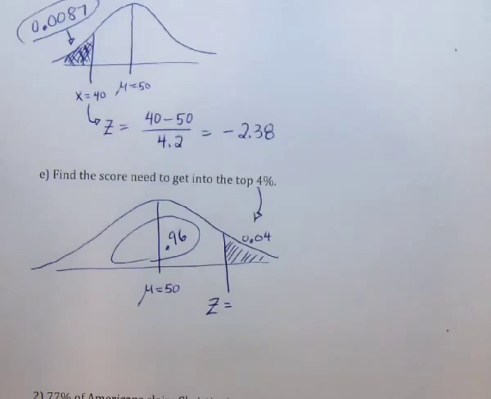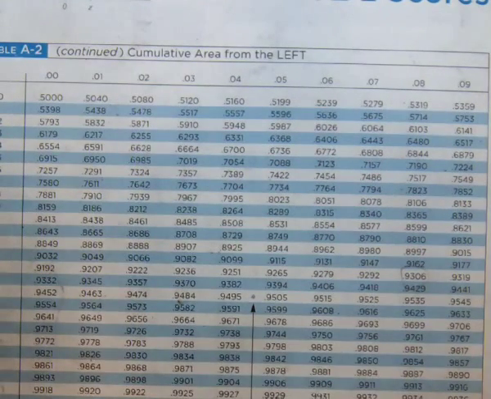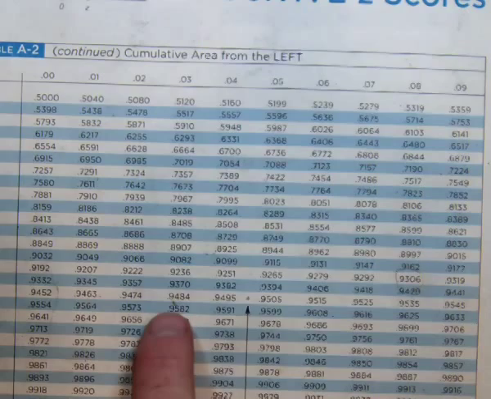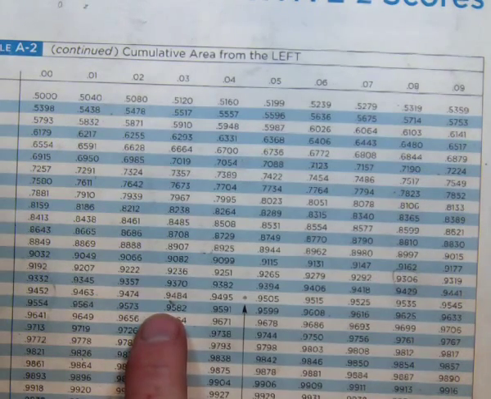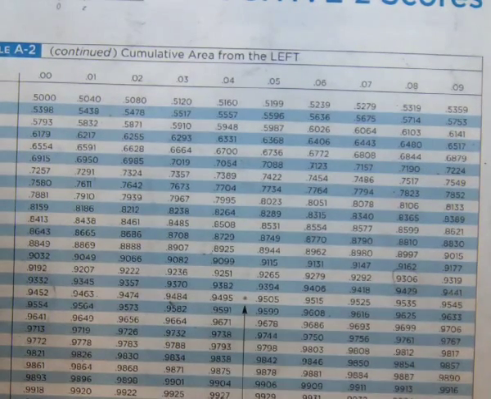Then what you do is just plop the table down and start looking through it for whatever is closest to 96%. And I think I've found it right here.